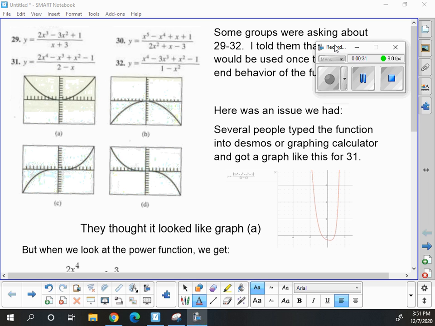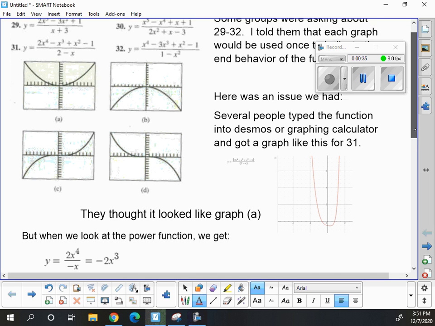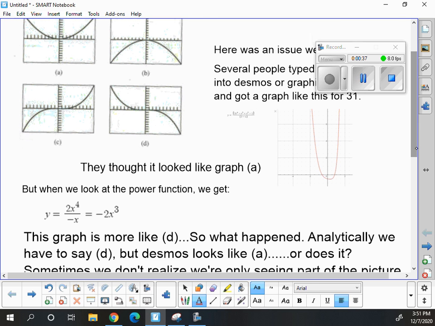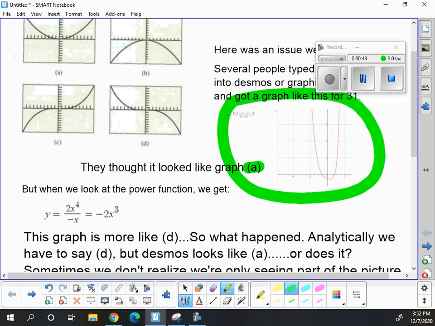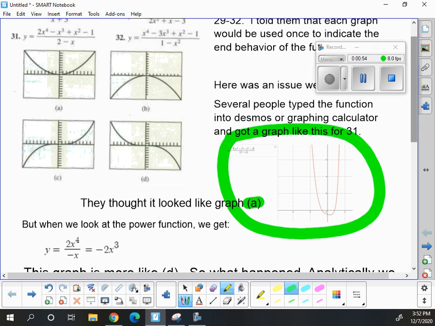And so the first example is, let's look at number 31. Down here on the right, a lot of the students that graphed them on Desmos got something like this, right? You can see it looks very much like a parabola, and they said, let's go with option A, right? That's going to tell us both ends are going up.